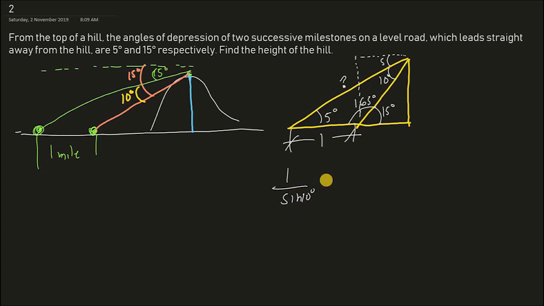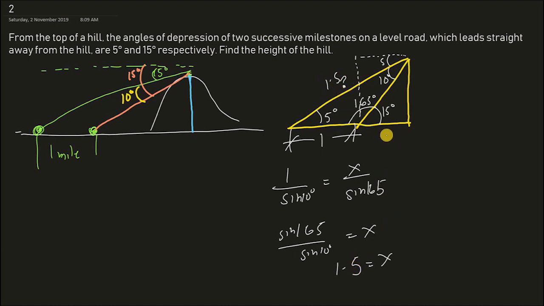1 over sine 10 is equal to this angle. So, I will name that x over sine 165. 165. So, transpose ko doon. That's sine 165 times 1 is the same over sine 10 degrees equals x. So, evaluating that, that's approximately x is 1.5. Yeah, 1.5. This is 1.5.